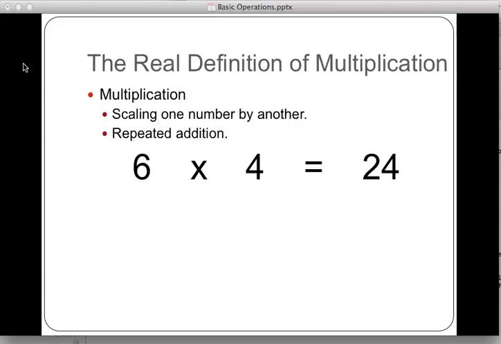Here's the definition for multiplication. If you said taking a number times another, that's kind of what's happening. In math terms, it's usually called scaling. The best definition of multiplication is probably just repeated addition.